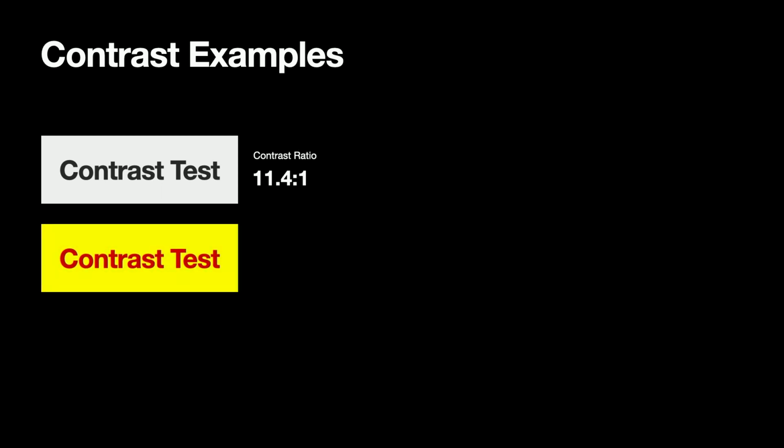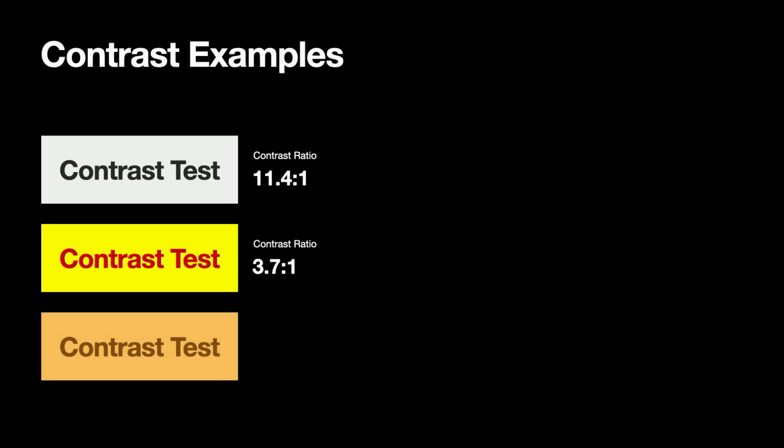Okay. Next up, a little trickier. Okay. Perfect. So we're getting closer, but we're only hitting about 3.7 to 1. It seems bright. It seems like there's some contrast there, but it doesn't quite pass. What about here?